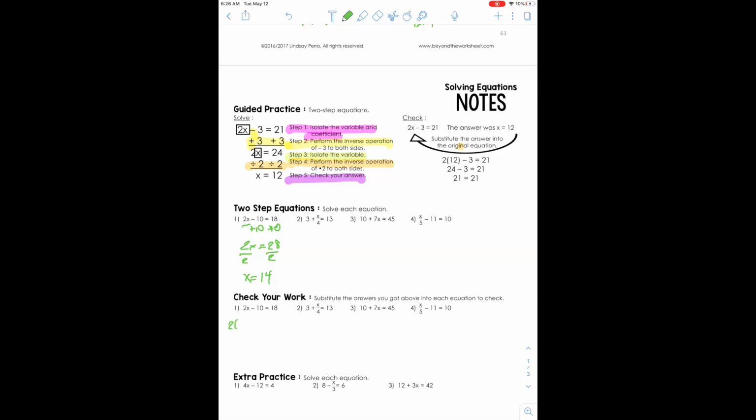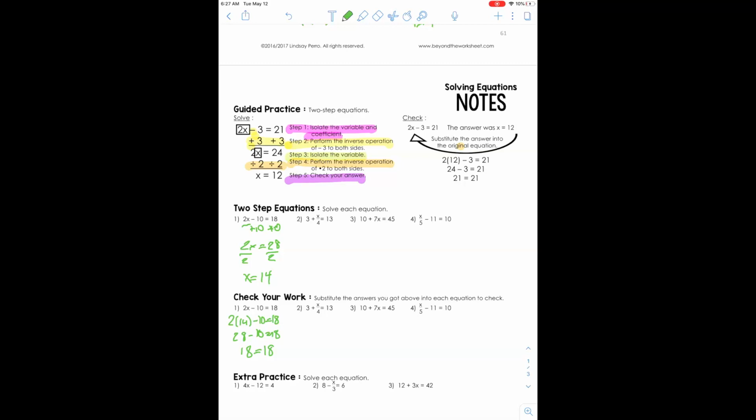We can check it down here. So we have 2 times 14 minus 10 equals 18. So we end up with 28 minus 10 equals 18. And we have 18 equals 18. So we found the correct answer.